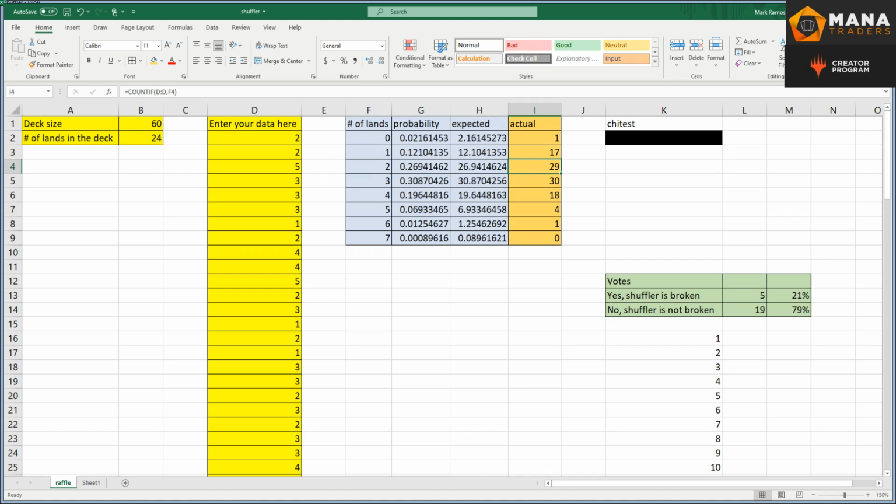If the shuffler is fair, the actual probabilities related to each of those possibilities are provided here. We simply use a hypergeometric distribution. If you look at the formula bar, you can see the function hypgeom.dist, which is the function for hypergeometric distribution, and it takes in the deck size, which is 60, and the number of lands in the deck, which is 24. The false there is so that it will give us the probability for exactly getting 0.